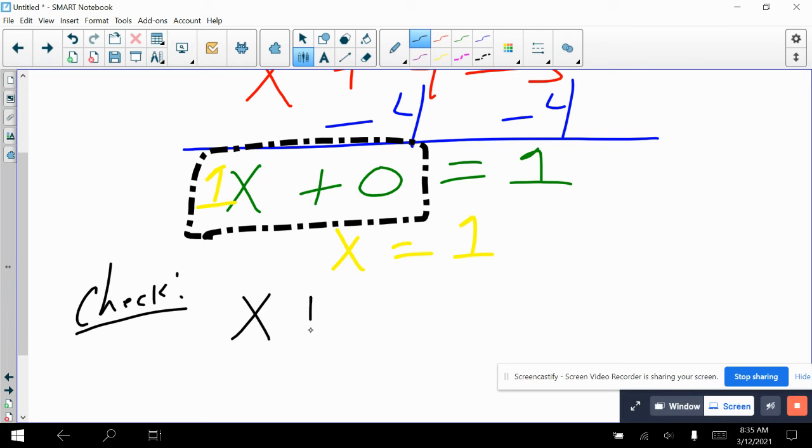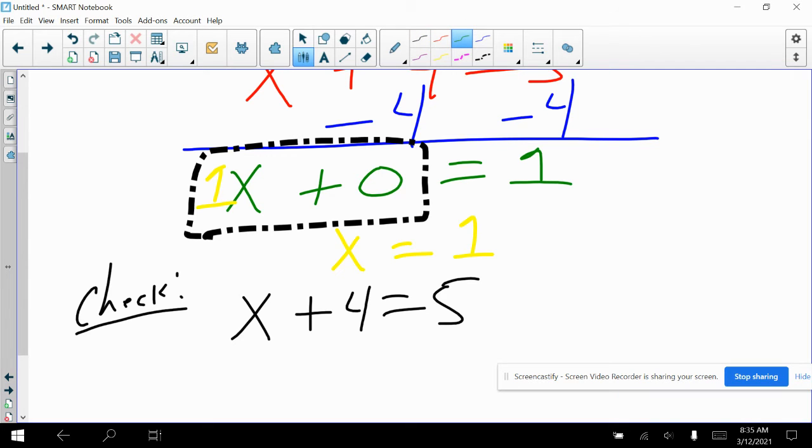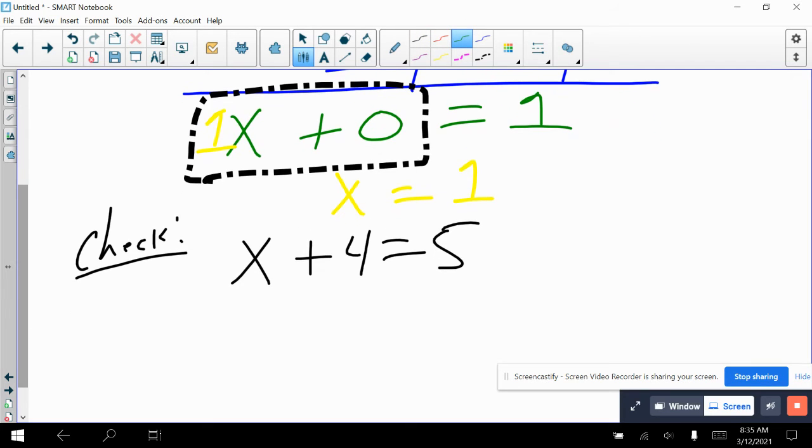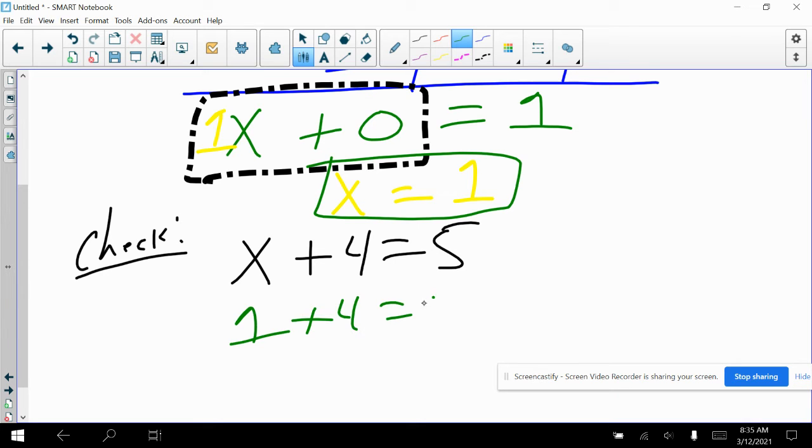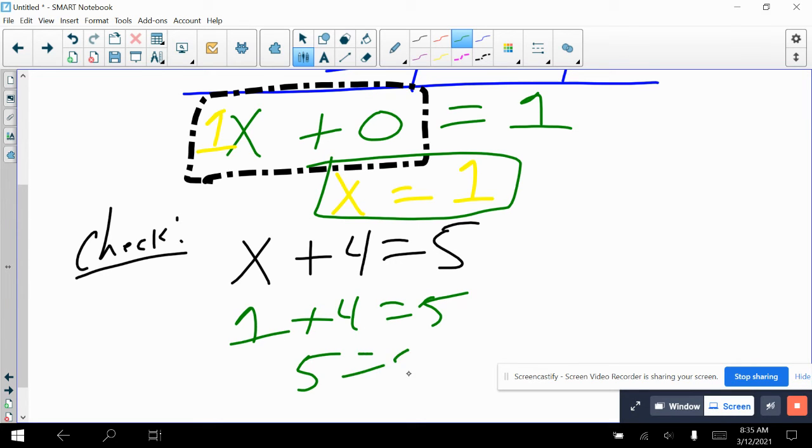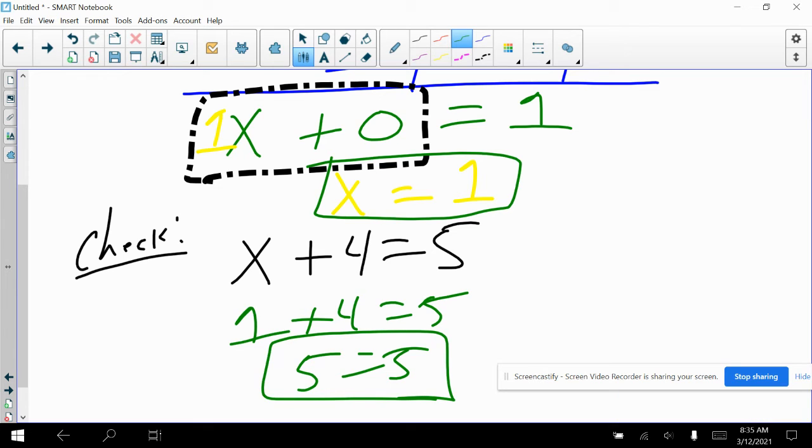All right, so we have x plus 4 is equal to 5. That was the original equation. Our check, we take our solution. Obviously, we plug it in. And again, we get 5 is equal to 5. And our balance scale is balanced. So we're in great shape. Okay. Everybody good?